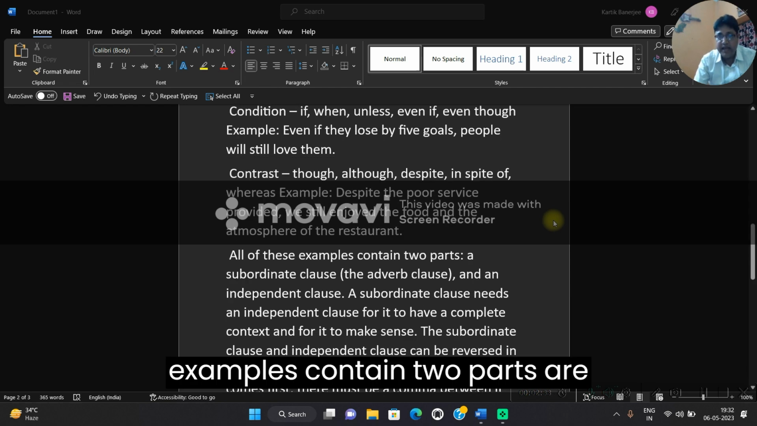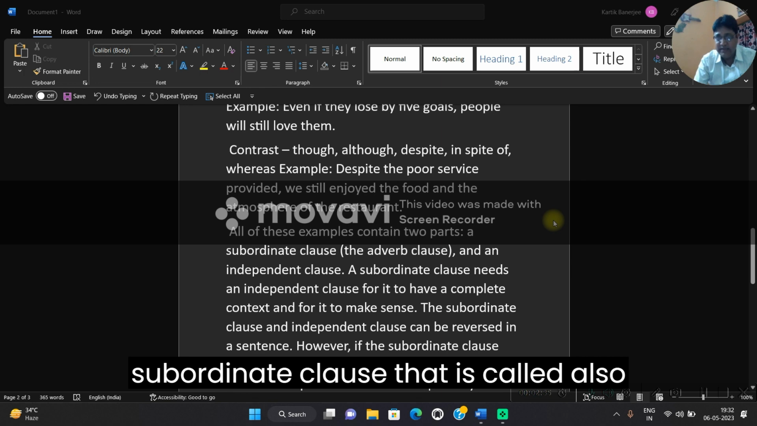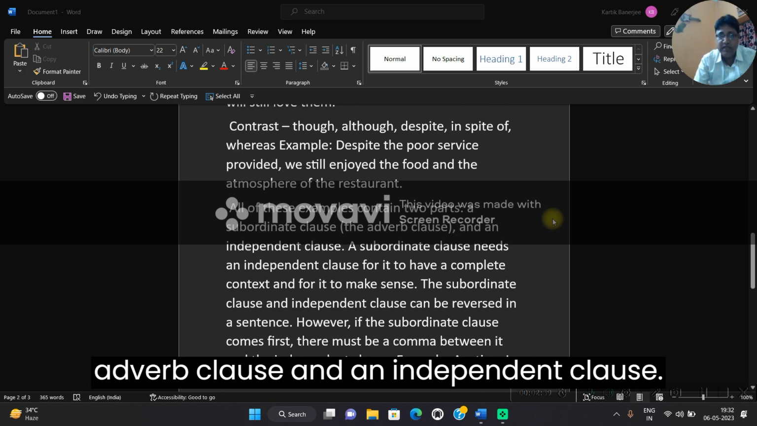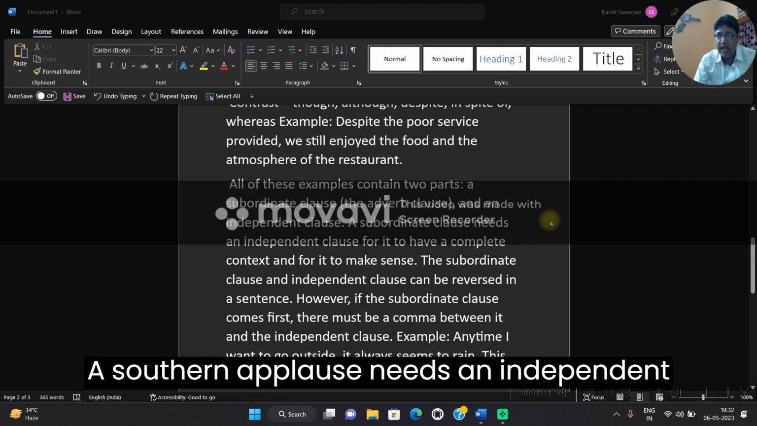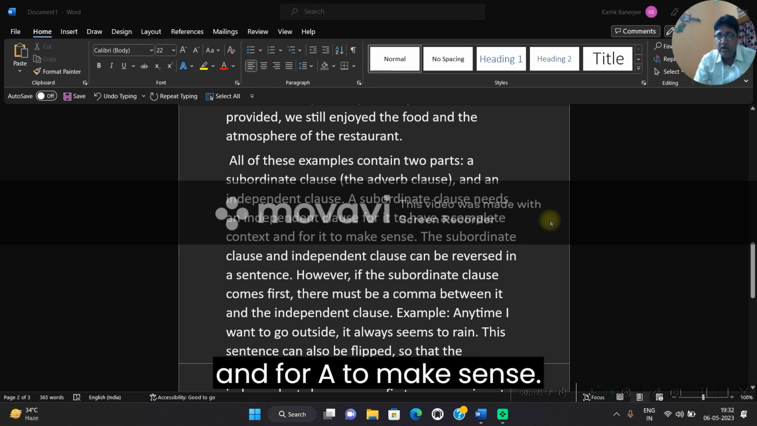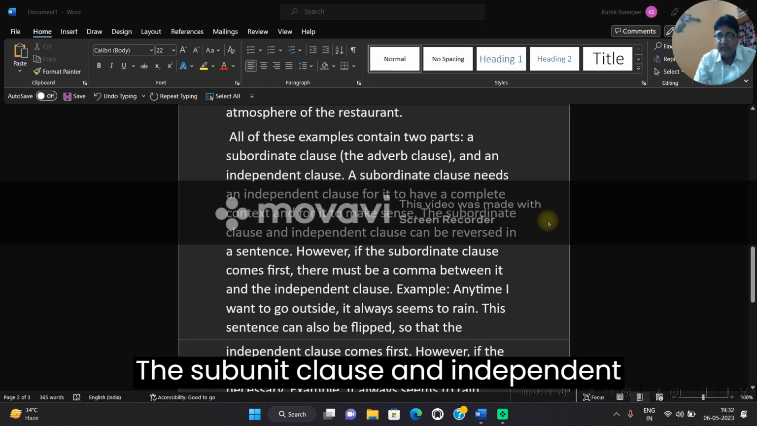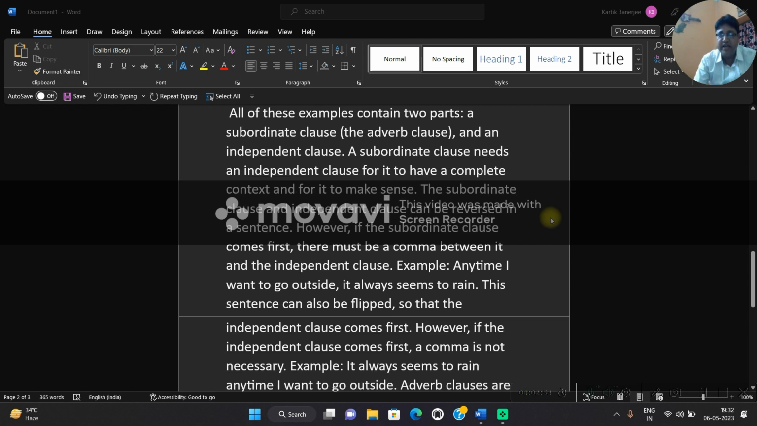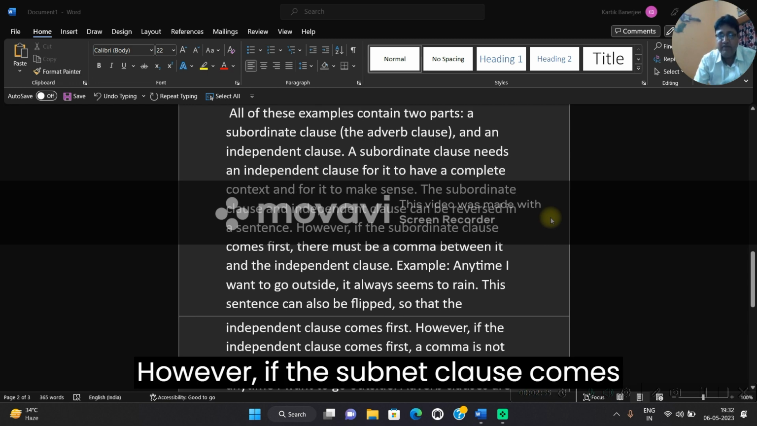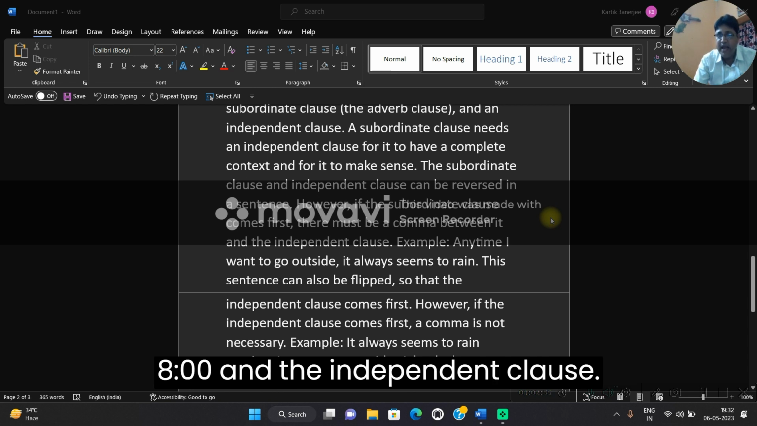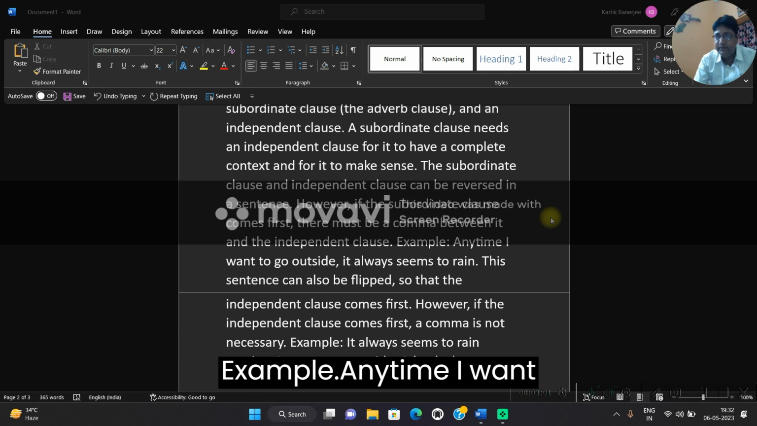All of these examples contain 2 parts: a subordinate clause, which is also called an adverb clause, and an independent clause. A subordinate clause needs an independent clause for it to have a complete context and to make sense. The subordinate clause and independent clause can be reversed in a sentence. However, if the subordinate clause comes first, there must be a comma between it and the independent clause.